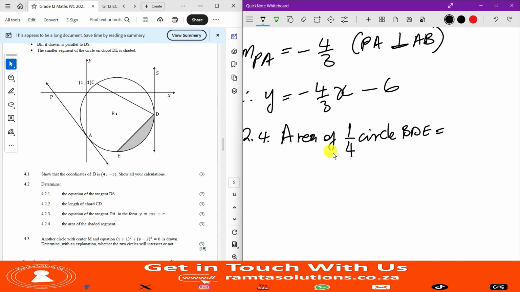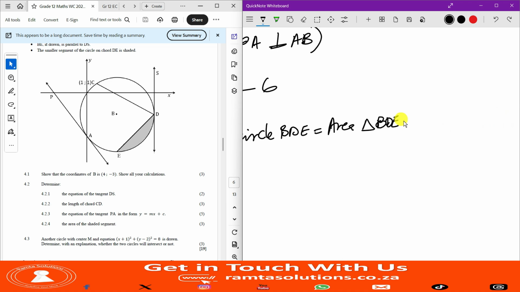It is equal to area of triangle BDE plus area of the segment, right? And area of the shaded segment.